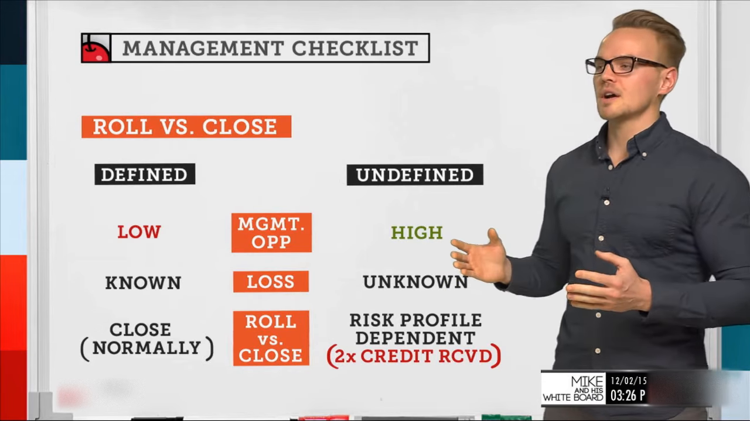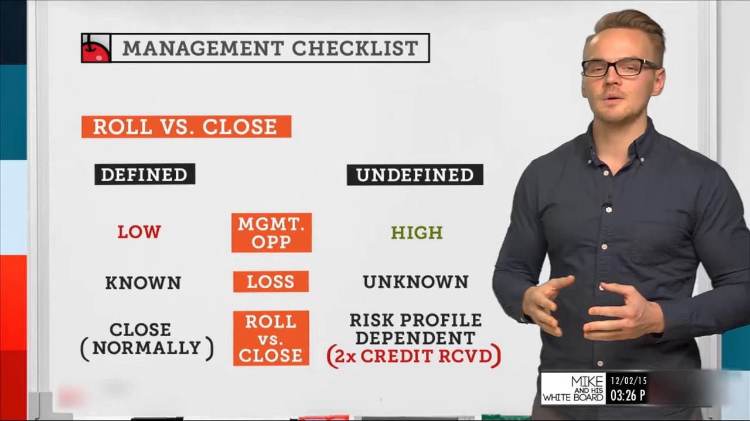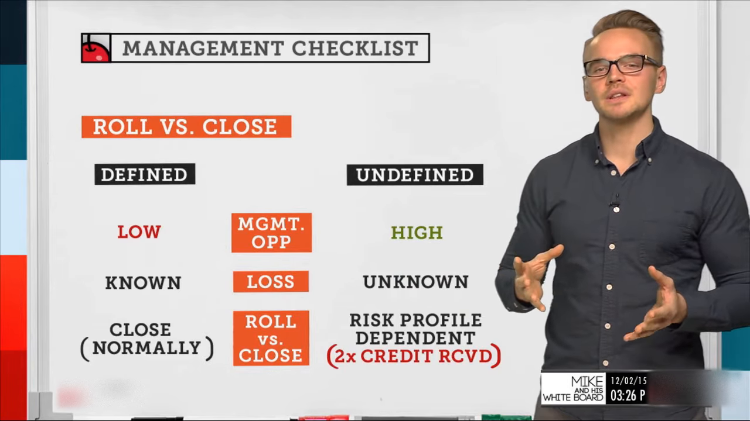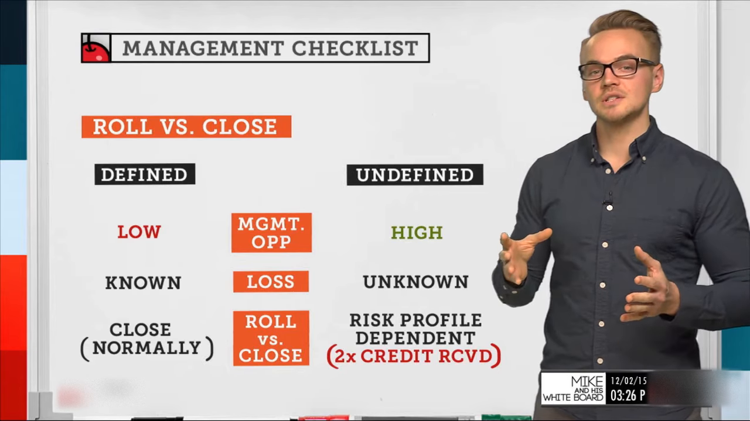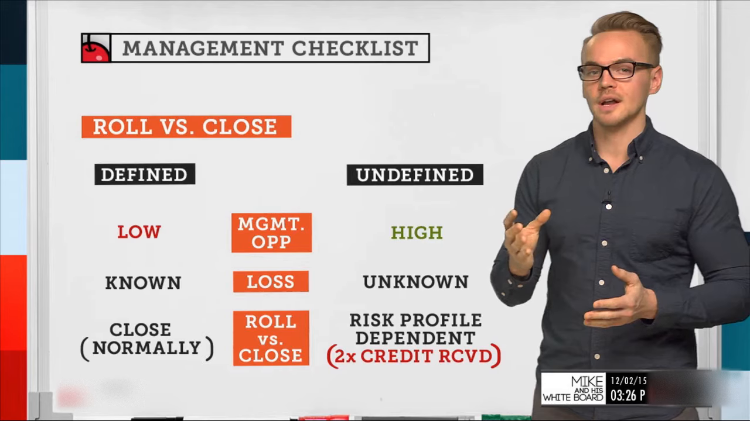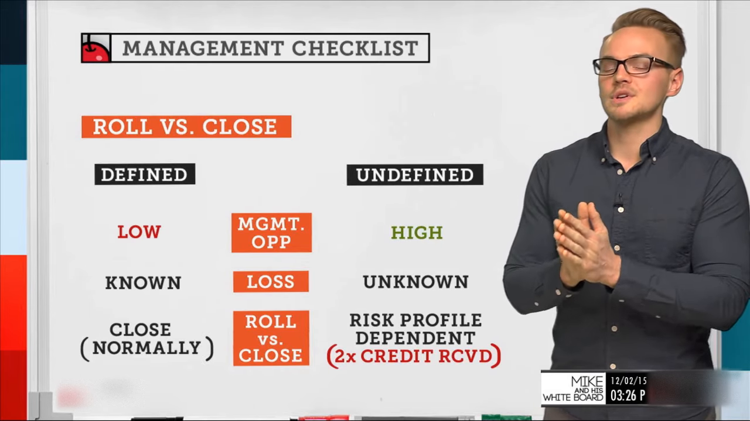When we're talking about defined risk trades, our management opportunities are low. That's because we like to roll positions for either even money, so $0 debit or credit, or we'll roll that for a small credit.